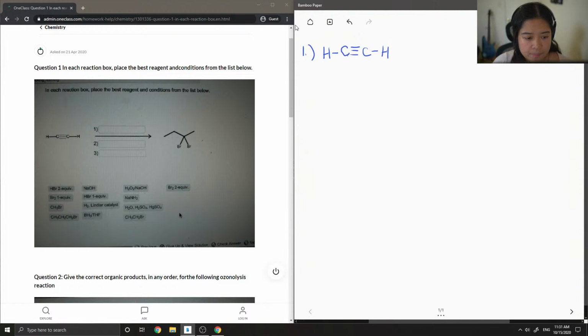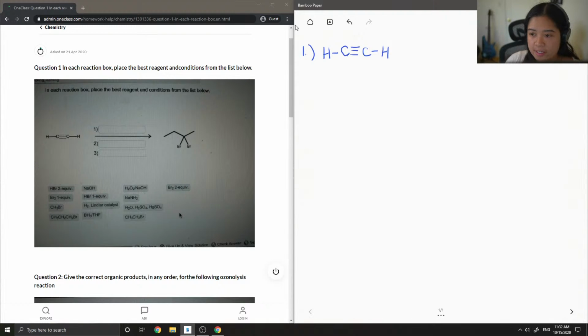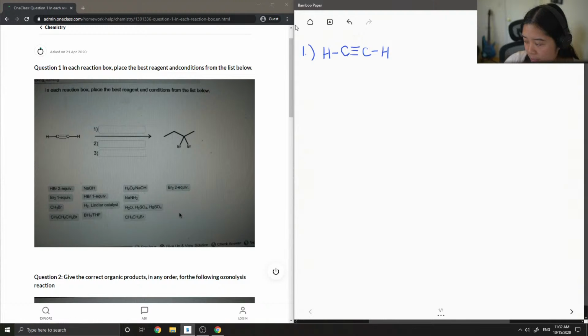Okay, so we need to use a reagent that will be able to attach new carbons onto this triple bond. And we also want to end up reducing this triple bond in the end, since they're all single bonds in the final product. So first, I'm going to be using sodium amide. I'll just explain why in a bit.